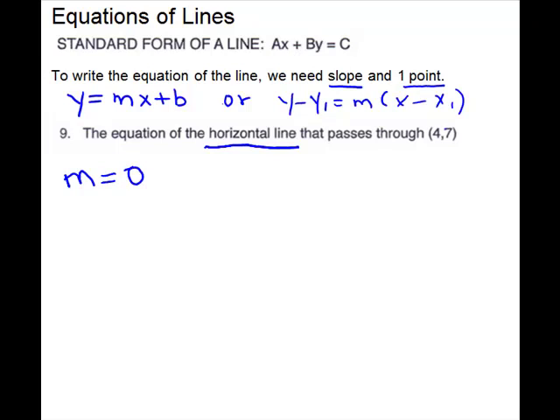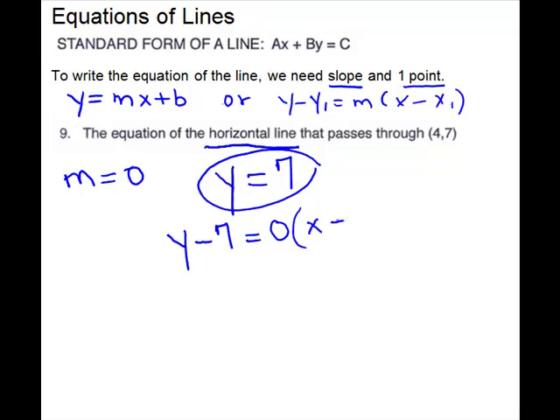You can also remember the form for a horizontal line. Horizontal line is y equals something, and it will equal the y in your point. So our equation is going to be y equals 7. That will be our answer. You can go through the steps if you don't realize that. So it is y minus, our y1 is 7, equals 0 times x minus 4. But 0 times everything is 0. So we have y minus 7 equals 0. And then add your 7 to both sides.